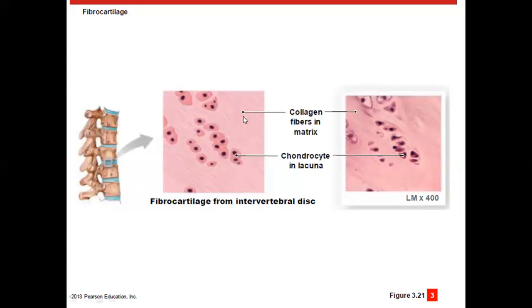You can see some collagen fibers, but they're pretty tightly packed together, so they don't show up really well, but they're there, more so than what you can see in hyaline cartilage. And then the chondrocytes, again, line up in a row.